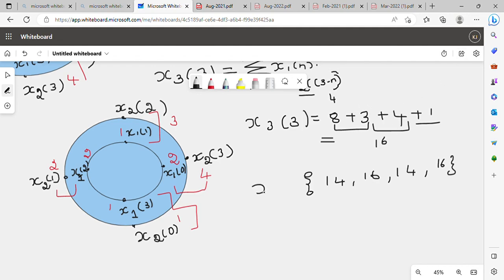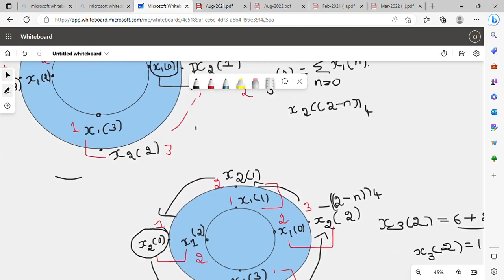So this is my x3 of n, right? Now we understood how to do circular convolution. Yes, circular convolution is really easy. I'll tell you once again. So this is my x3 of n, and here is my arrow mark, right? So let me go back once again and showcase all the things.